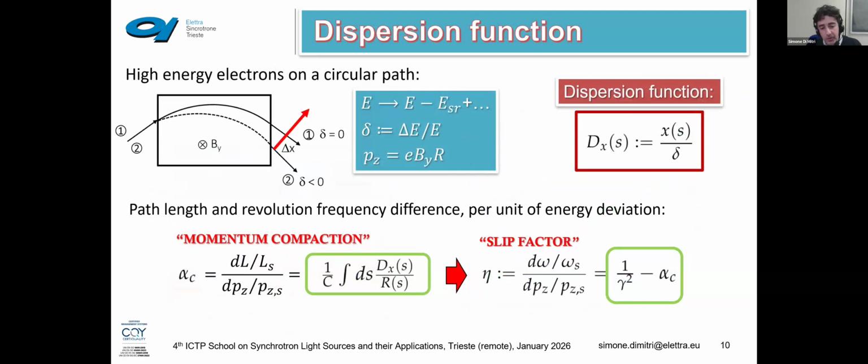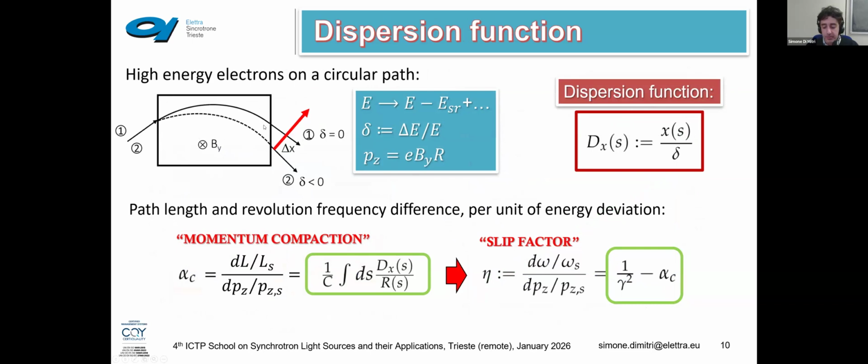Now, let me enter a little bit more into some technical details to introduce some technical ingredients to describe the transverse and longitudinal dynamics of particles in a synchrotron. Let's start with the fact that, as we said, particles are deviated in a dipole magnet. This is a top view of a dipole magnet. The magnetic field is entering into the plane.